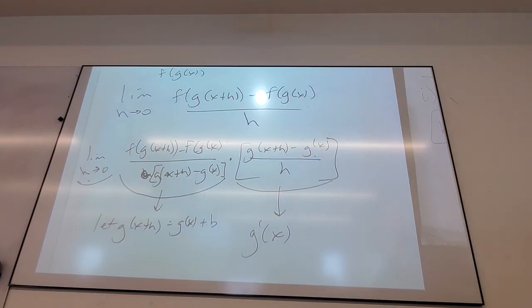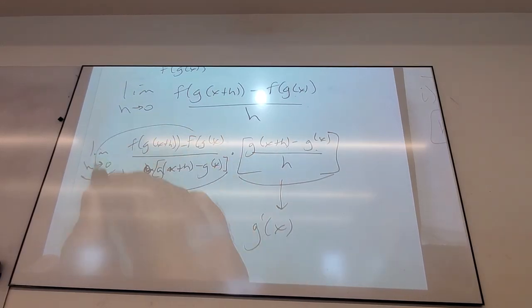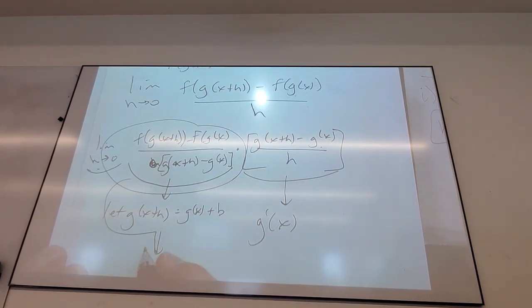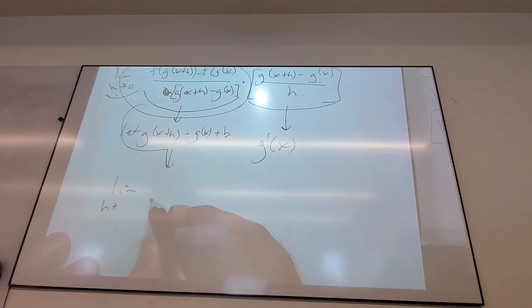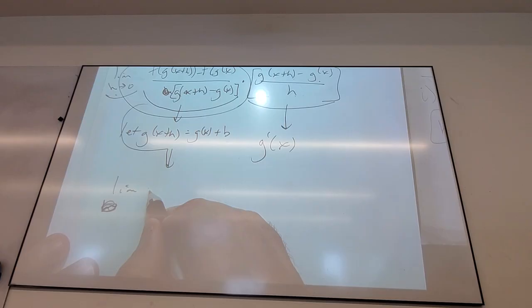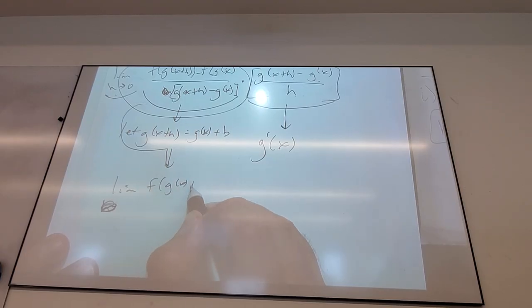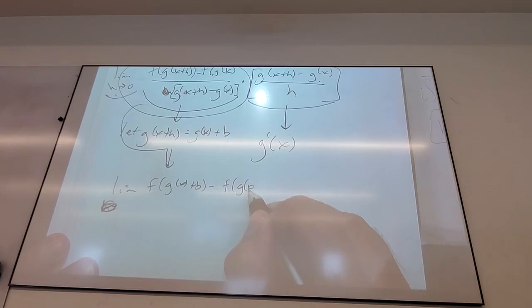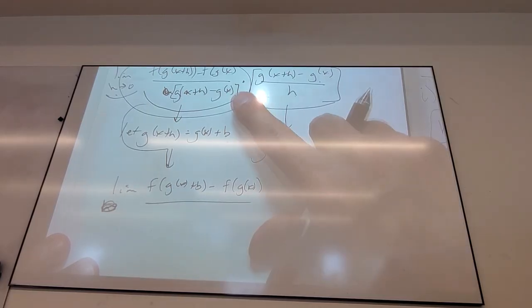What does that do for you? I don't know. So now I can rewrite this as the limit, h goes to 0. Oh, sorry. Can you move the page a little bit? We can't see it. Let me not put this here yet. This is going to get a little freaky. The limit, let's see, this will be f of g of x plus b minus f of g of x.